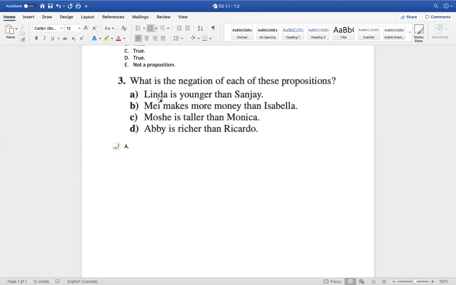Now in this question, we note that these are propositions. What we have to do is find the negation of these propositions. So we have Linda is younger than Sanjay. So the negation of this statement will be Linda is not younger than Sanjay.